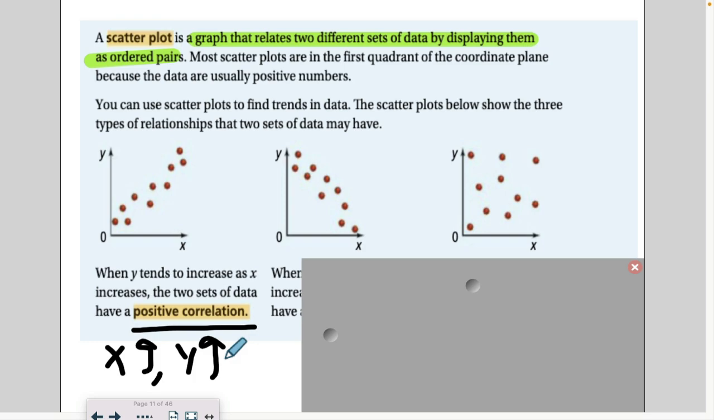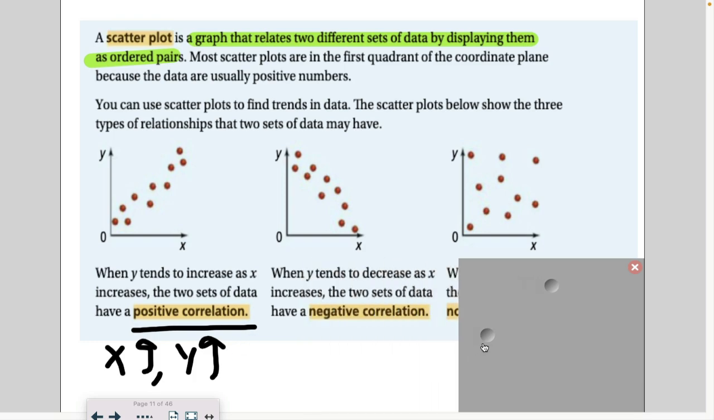So what do you think this next graph is showing? Yeah. X goes up, what happens to Y? Y goes down. There are things that are negatively correlated. As this goes up, this goes down. What's the last one?